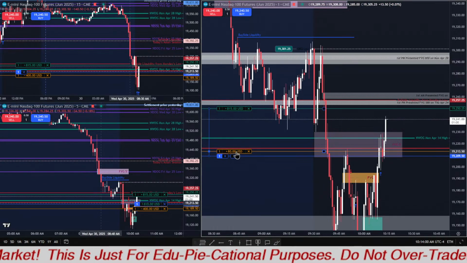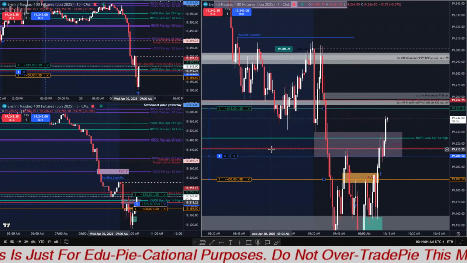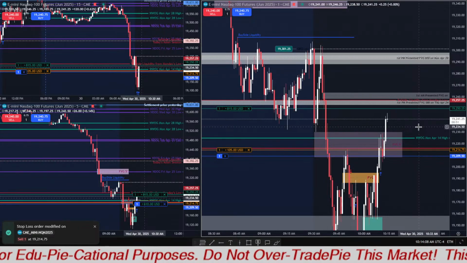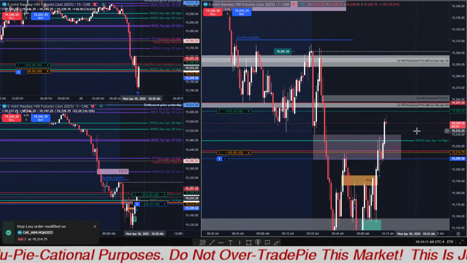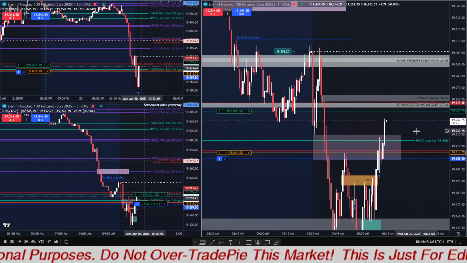Now I am placing this stop loss below this red line over here to cover the costs, because we are in NFP week and I don't want to lose anything.